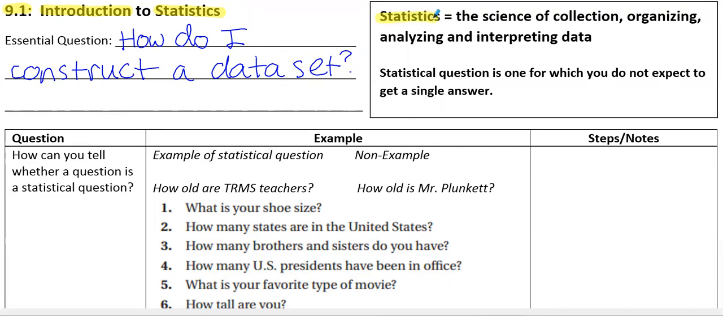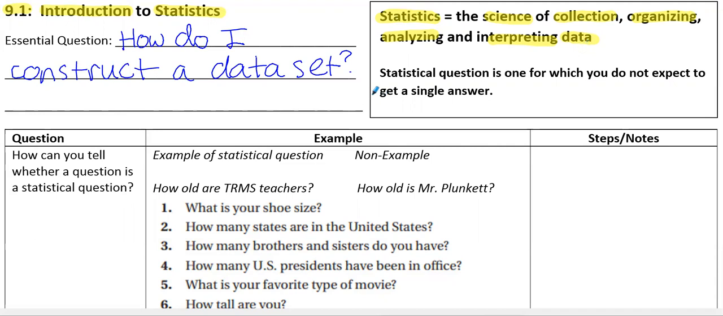What is the meaning of the word statistics? It's a word that's thrown around a lot. Math breaks into lots of different subtopics. You have things like algebra, you have statistics. And really what we've been studying mostly in class is algebra, some geometry, and now we're going into statistics. And statistics is the science of collecting and organizing and analyzing and interpreting data. And we're going to construct a data set today so you'll see what data means.